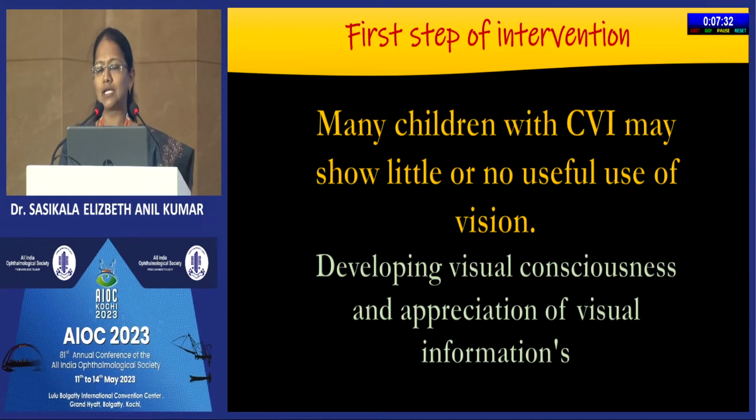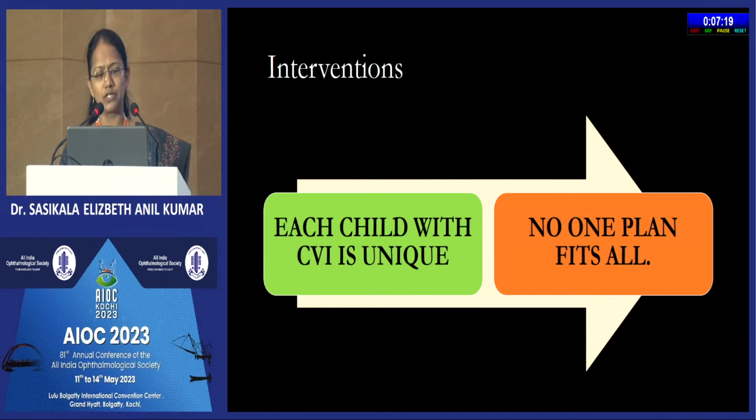So after the clinical evaluation, many times many children with CVI may show little or no useful vision, but developing visual consciousness and appreciation of visual information are the critical things and the first step for intervention. One has to keep in mind that each child with CVI is unique and no one plan fits all.